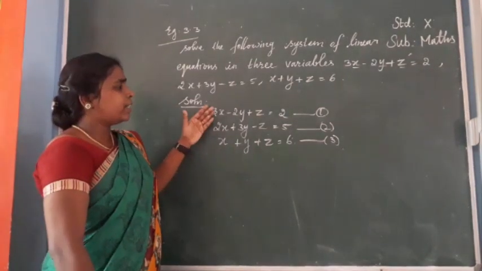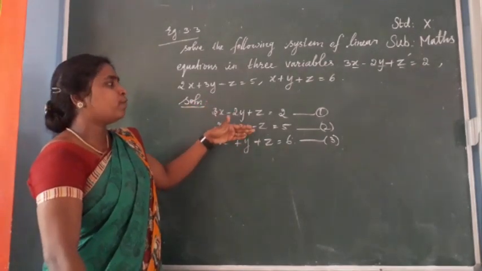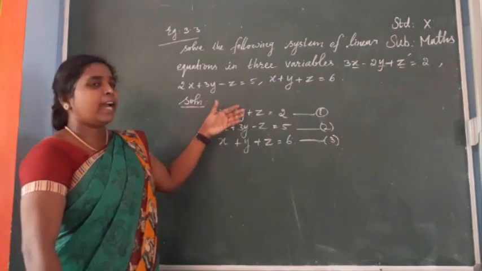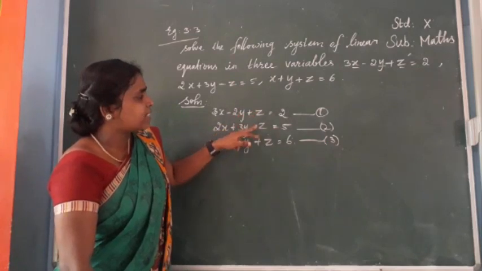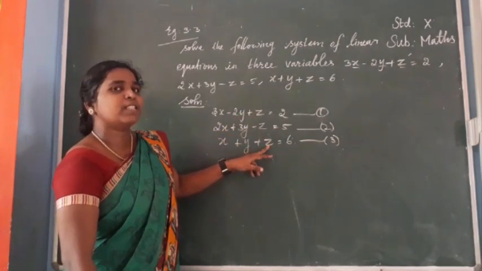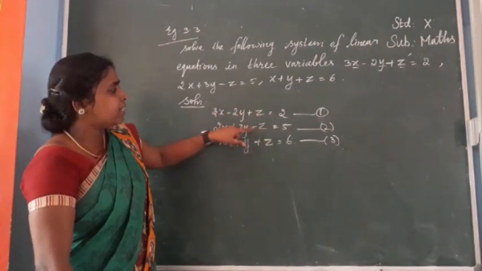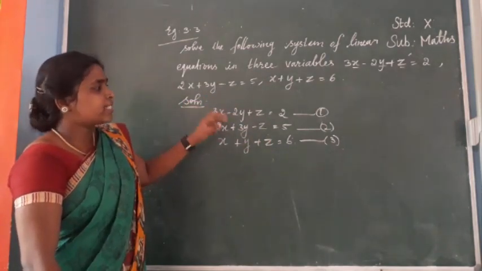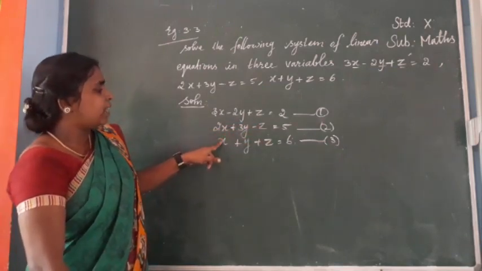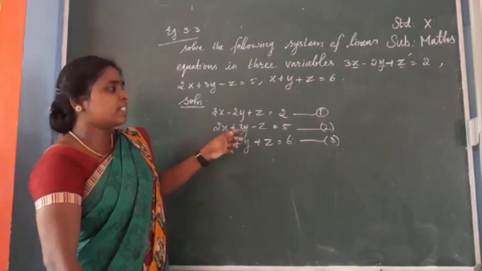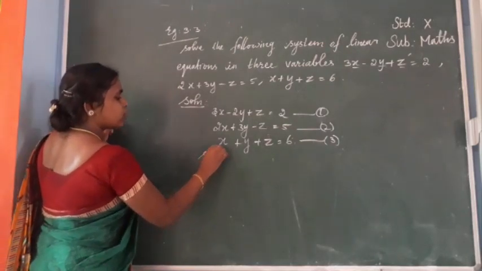A 3 variable equation is also easy. First we have to take any 2 equations and eliminate one variable. It may be x or y or z. Now I am going to eliminate z, because you see in the first equation there is 1 z, in the second equation there is 1 z, in the third equation also there is 1 z. So first I am going to use the first 2 equations. So z will be eliminated, and we will get a 2 variable equation. Next I am going to use the second and third. There also z will be eliminated, and I will get another 2 variable equation. Next I will solve the 2 variable equations. Okay, you see, solve 1 and 2.